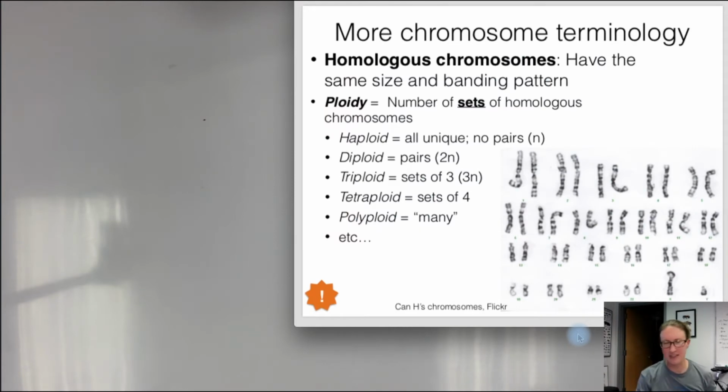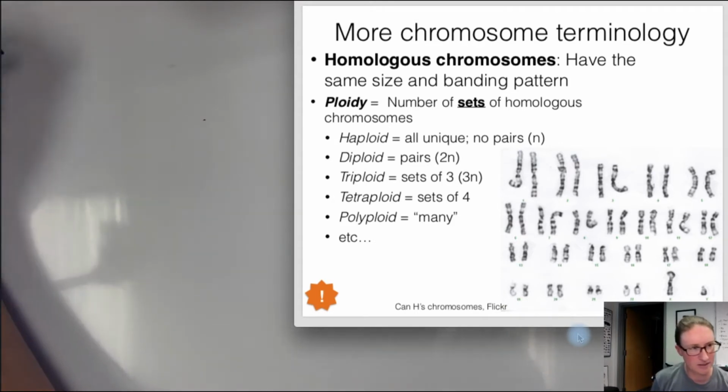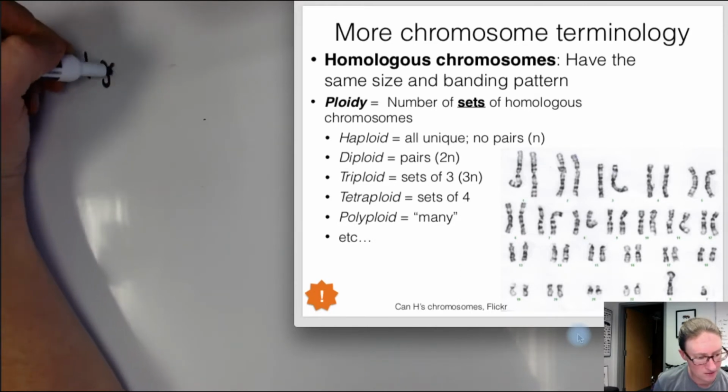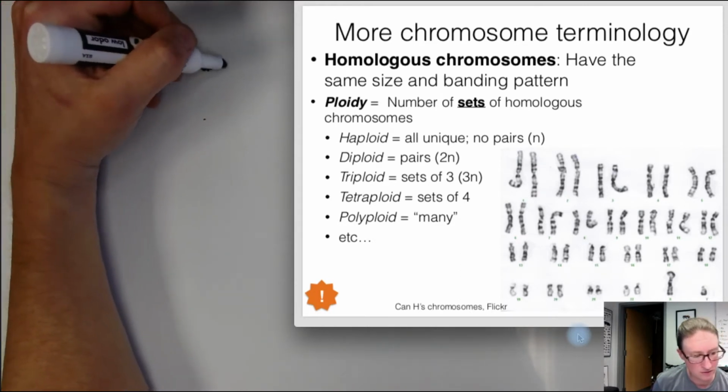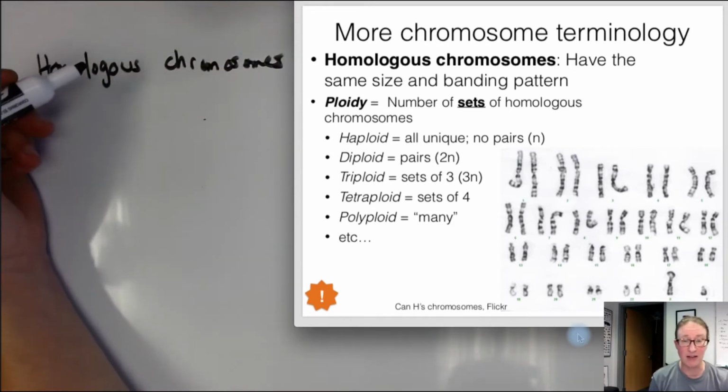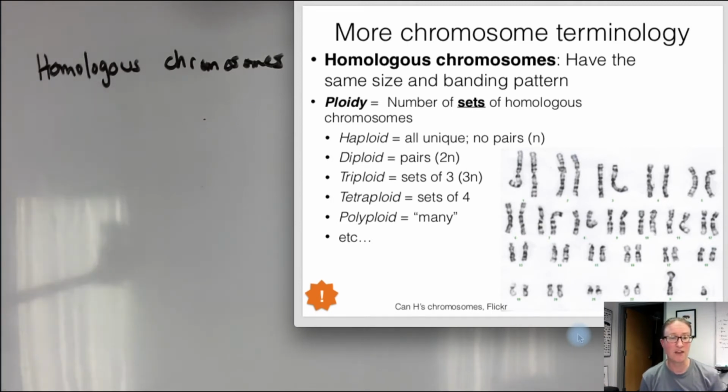This brings us to a point where we need to talk about a little bit more chromosome terminology. I've got some of these terms here. Homologous chromosomes. As I say here, they have the same size and banding pattern. I've got a picture here of human chromosomes, someone who is kind enough to post their own karyotype on Flickr, and these are all arranged into pairs, and hopefully you can see that the banding patterns on these pairs are very similar to each other.